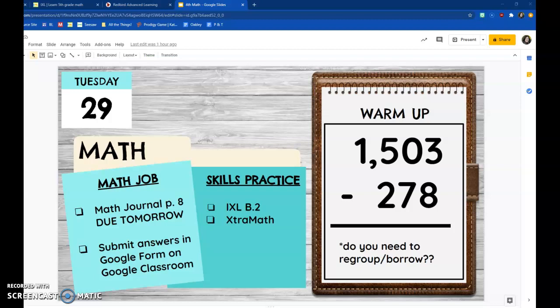All right, so this morning we're going to start out with our little warm up. We have a subtraction problem here. So on your whiteboard or on a scratch piece of paper, I want you to write down 1,503 and then take away 278.